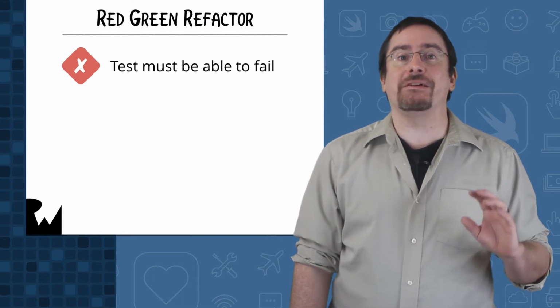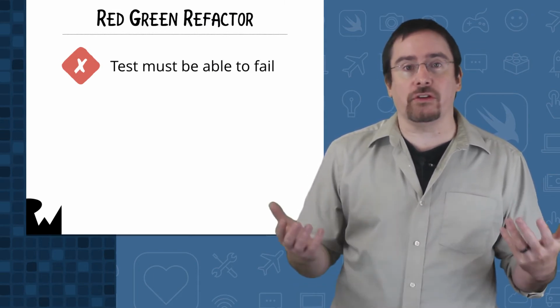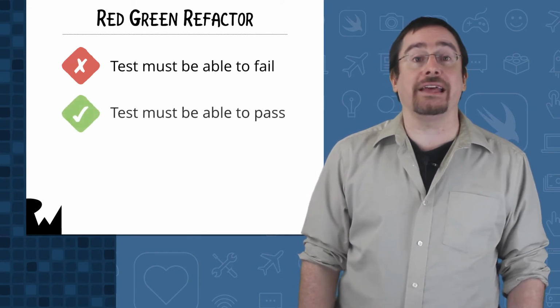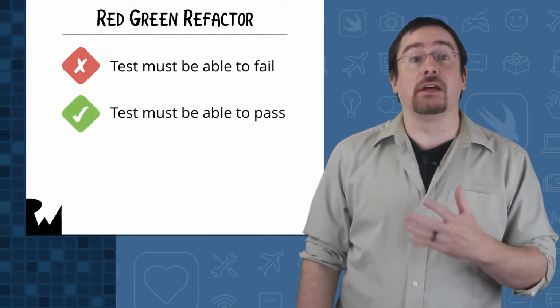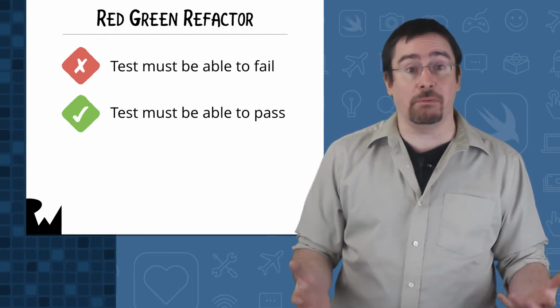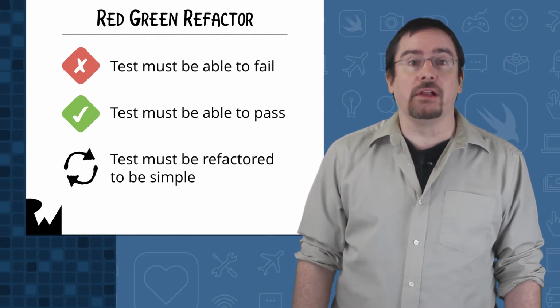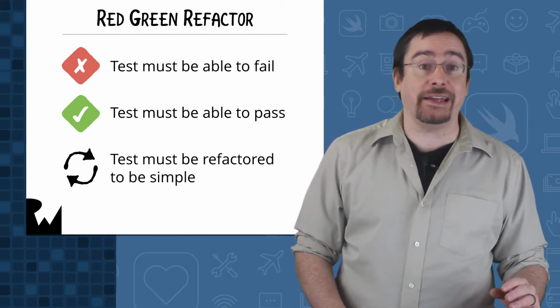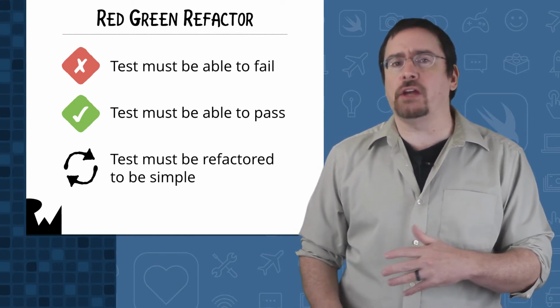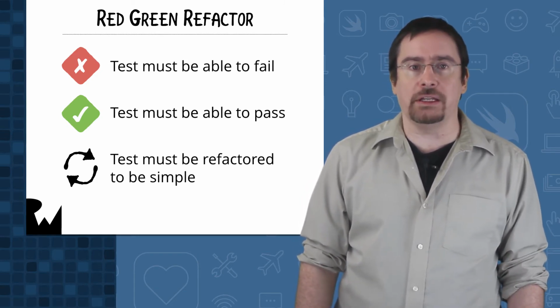So, there are a few things you should remember about writing effective unit tests. First, the test must be able to fail. If a test can never go red, it's worthless and shouldn't be there. Second, the test must be able to pass. If a test has impossible criteria and will never go green again, it shouldn't be there. Third, the test must be refactored and kept simple. This is important to eliminate redundant tests, repeated setup, or otherwise repetitive code. If two tests are identical, one of them should be deleted.